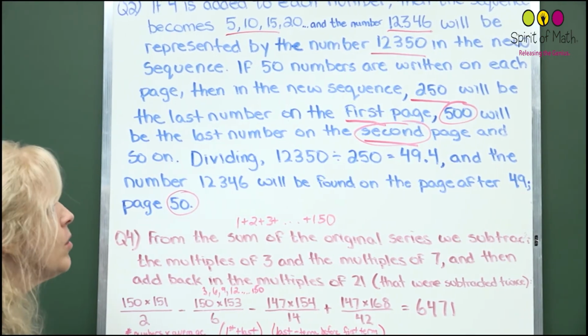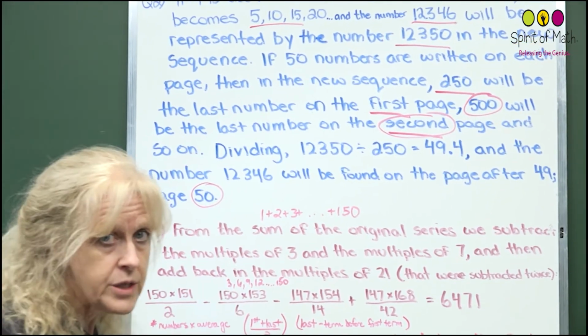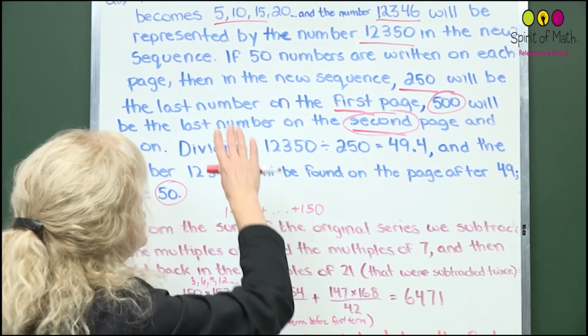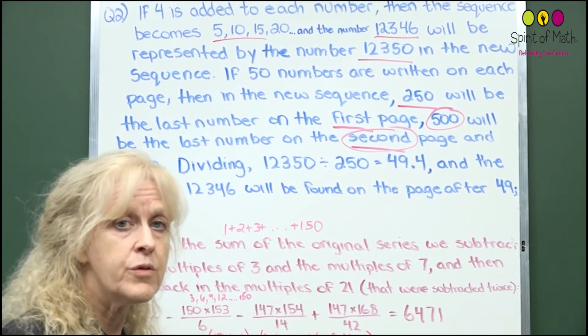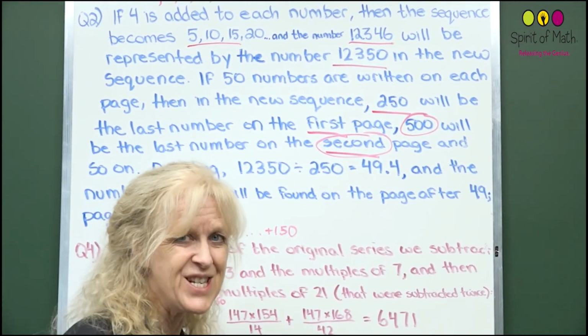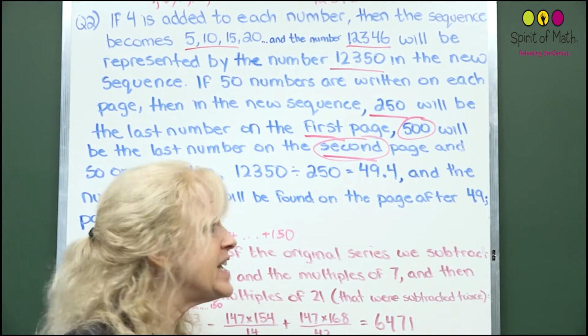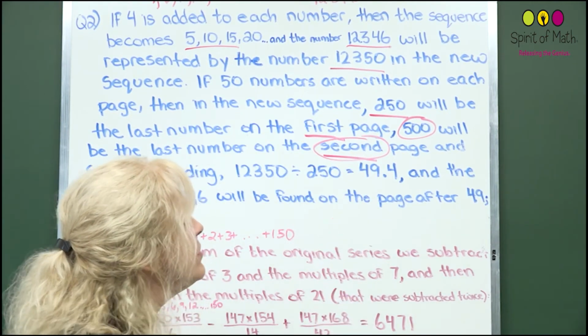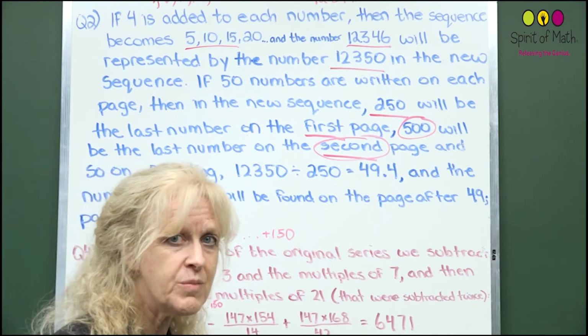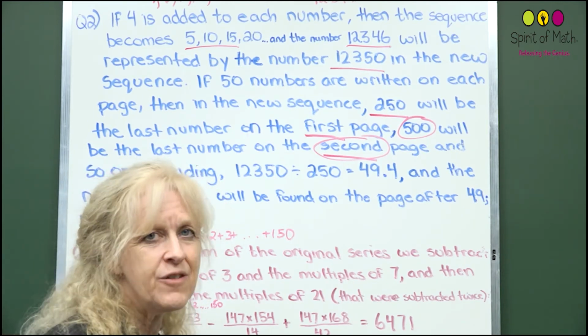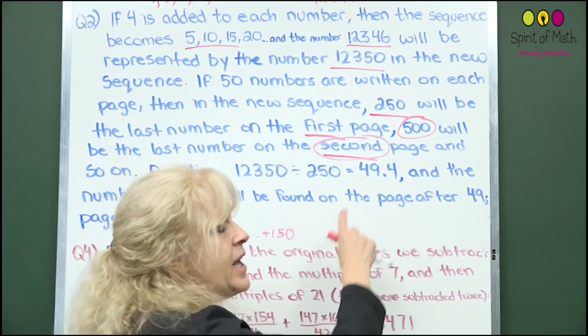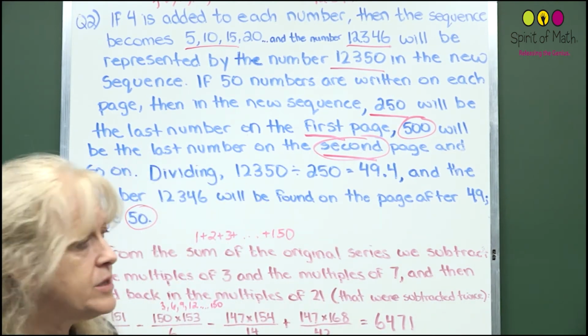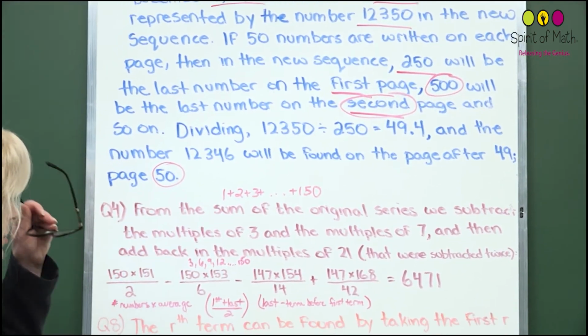Okay? So in this question, what we've done is change the sequence so that it is easier to calculate. You can see it's divisible, and it's by 5s. So then you can figure out how many numbers would be on each page, and then you figure out how many pages there are, and from there you can calculate. Okay, so that's question number 2.